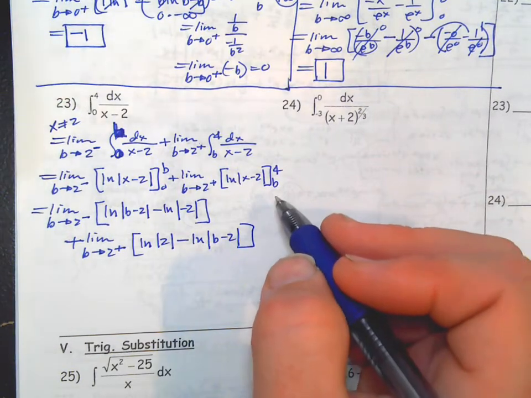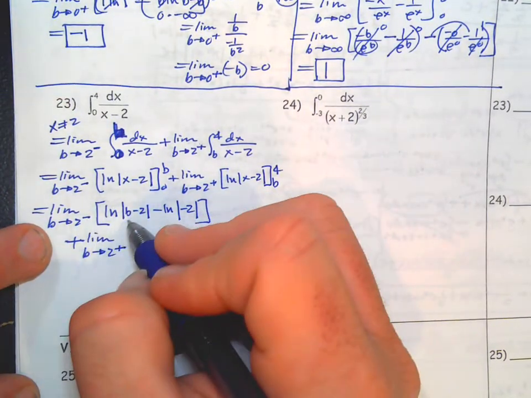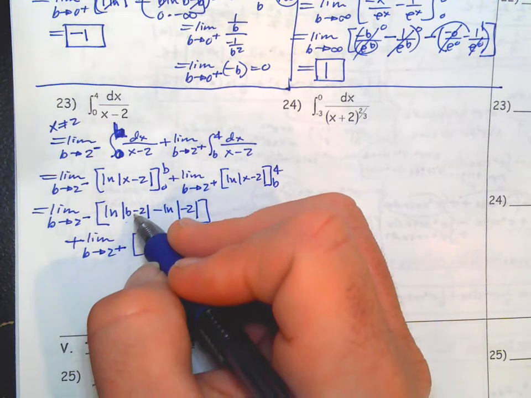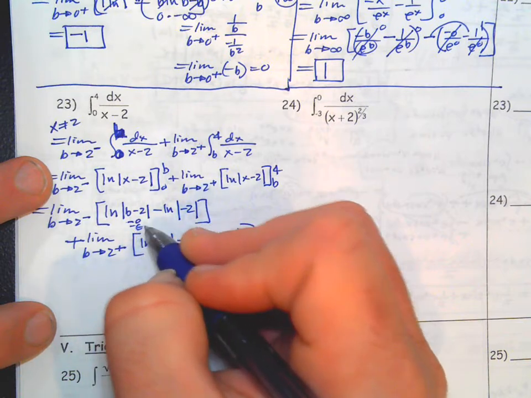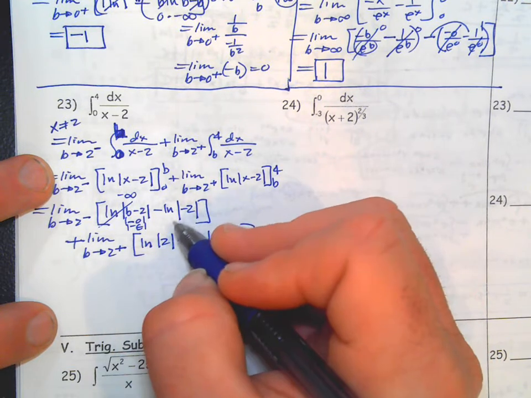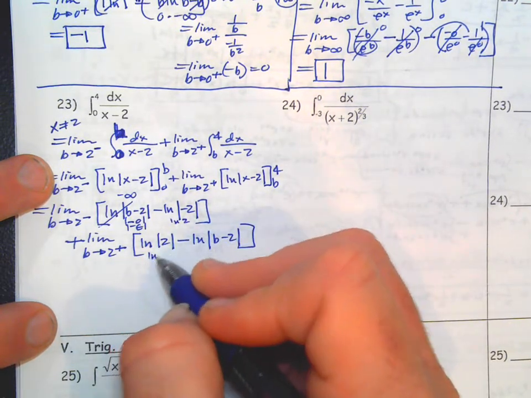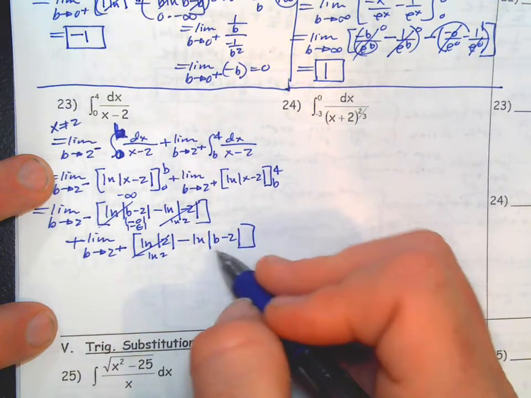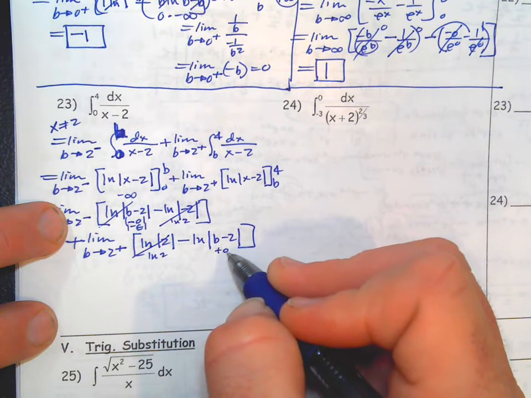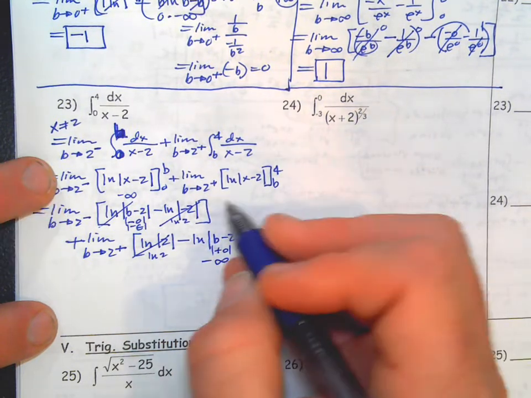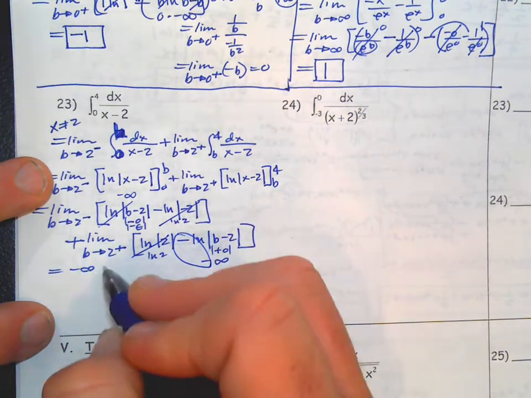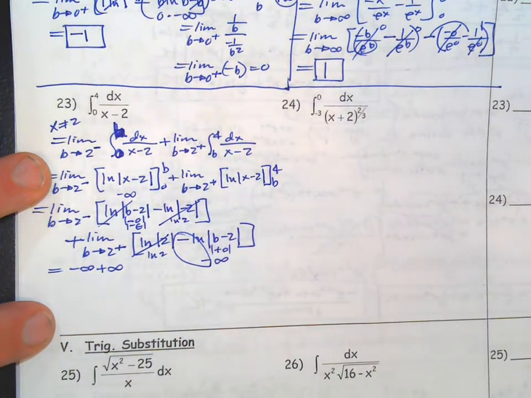As b gets really close to 2 on the left, that's like 1.999. That means we're going to a negative, 0, negative, but we're going to take the absolute value. This is going to go to negative infinity. This is just natural log of 2, and this is just natural log of 2. Those guys are going to cancel each other out. This is going to go to 2 plus, like positive 0, and it's going to go to negative infinity. But there's already a negative, so it's going to be plus infinity. So what we have right now is negative infinity plus infinity, which is not necessarily 0.